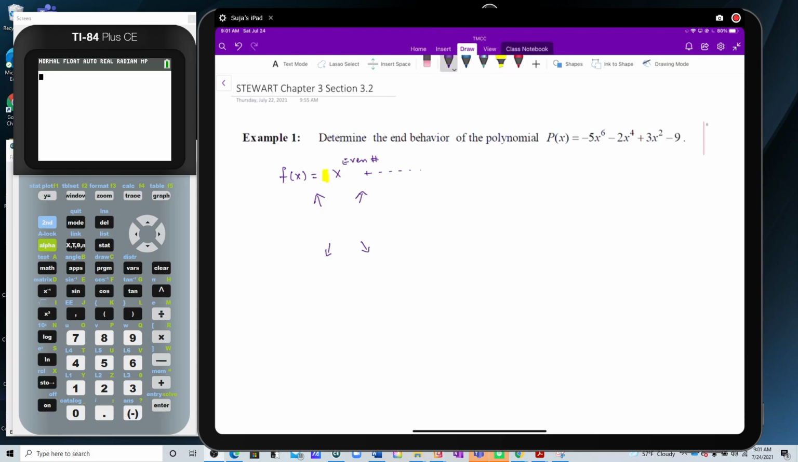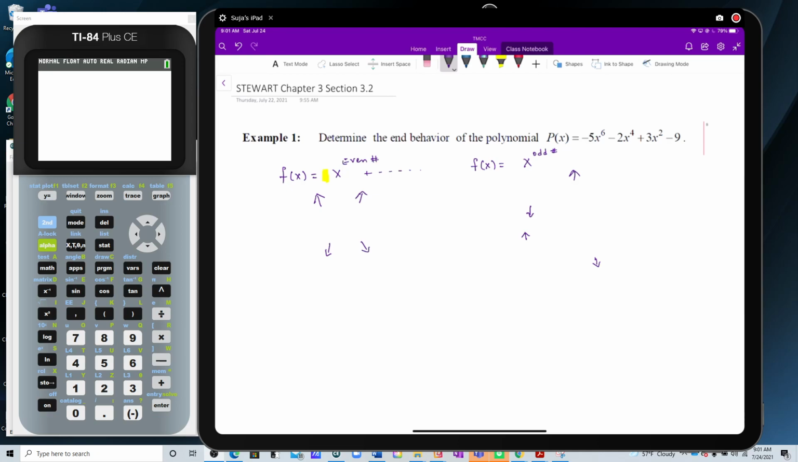Now at the same time, if I have a polynomial f of x equals, again, x to the power of an odd number, then I will have a polynomial where the end behavior goes up and falls down, or the other way around, it will rise up on the left and fall to the right. Again, it depends on the sign of your leading term. Again, review this section to understand it properly.